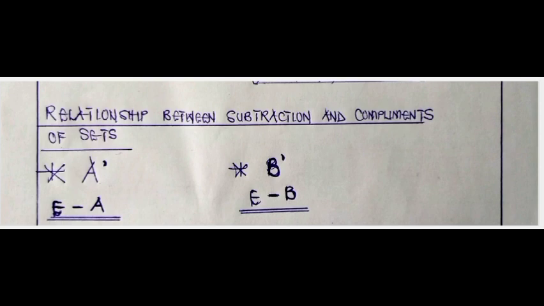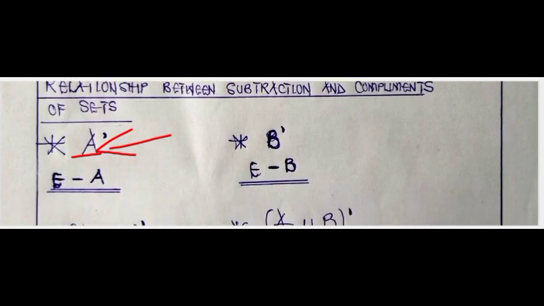So, what we mean when we say A complement, it means all the elements except those that belong in set A. So, by subtraction, we simply mean all the elements, which is the universal set, except those that are in A. So meaning removing all the elements that belong to A. So this is how it's going to be.